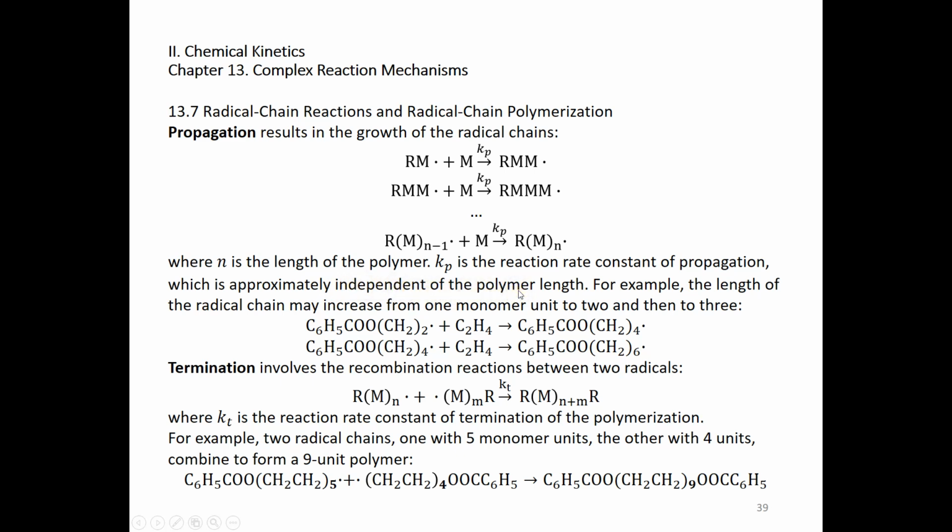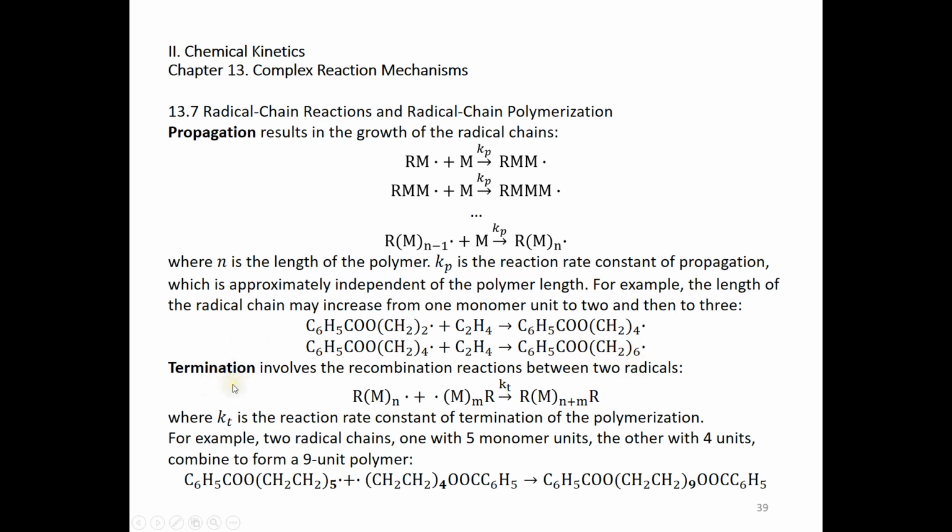Now let's look at a few examples. This is the radical reacting with an ethylene. We form this radical. It can react with another ethylene, and now we have a longer carbon chain. And then this longer carbon chain reacts with another ethylene. We have an even longer carbon chain that now contains 3 ethylene units.